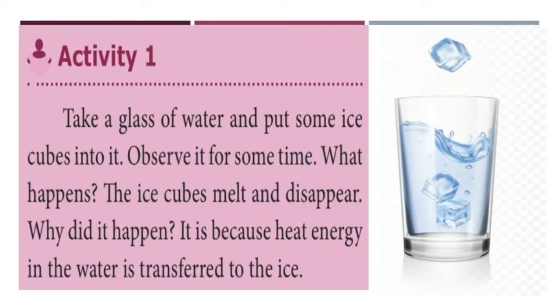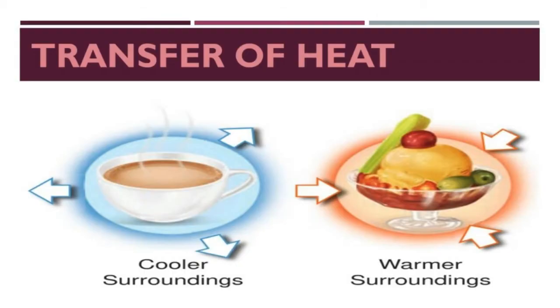Transfer of heat. Take a glass of water and put some ice cubes into it. Observe it for some time. What happens? The ice cubes melt and disappear. Why did it happen? It is because heat energy in the water is transferred to the ice. Heat does not stay where we put it. Hot things get colder and cold things get hotter. Heat is transferred from one place to another till their temperatures become equal.